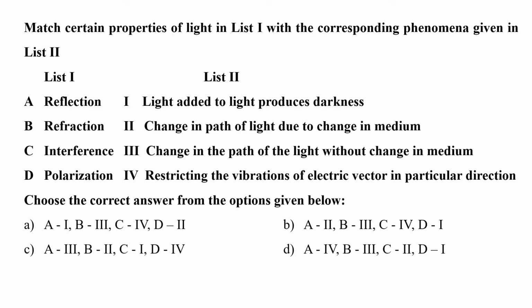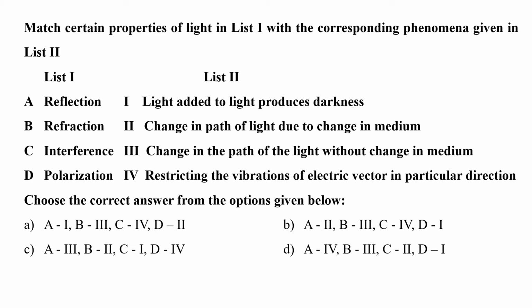Our next question is, match certain properties of light in list 1 with the corresponding phenomena given in list 2. Now, the bouncing back of light rays after hitting any surface without any change in media is known as reflection. Refraction is the change in direction of light passing from one medium into another medium, and this happens because there is a change in speed.